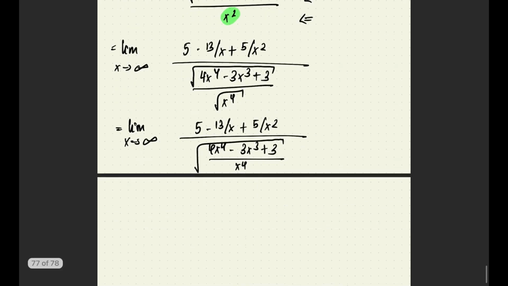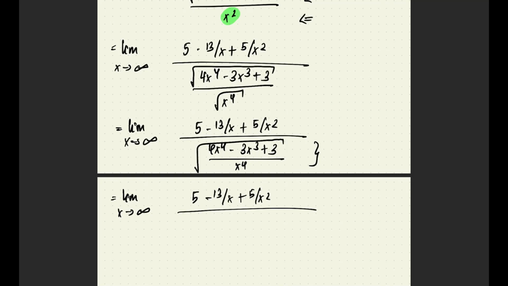Okay, so now if you try to simplify what's inside the square root, we'll have the limit as x approaches infinity of 5 minus 13 divided by x plus 5 over x squared, divided by, what is 4x to the 4 divided by x to the 4, so that is just 4, minus 3x cubed divided by x to the 4 just gives me 3 over x, plus 3 divided by x to the 4, and let's not forget the square root over here. Okay, so at this point, there are no further simplifications we can do. And there's also a good chance that we might have a definitive limit answer over here. So let's try and plug in.